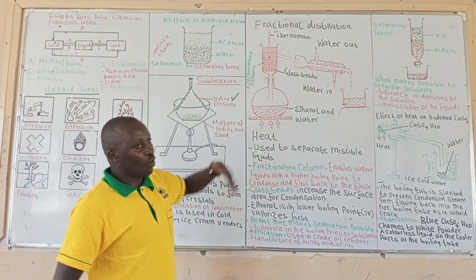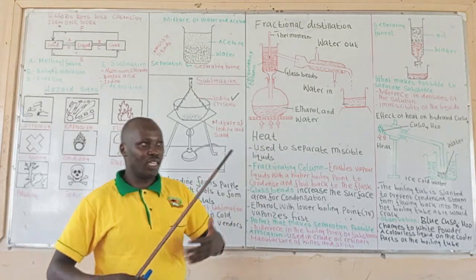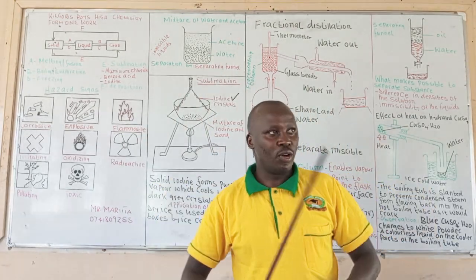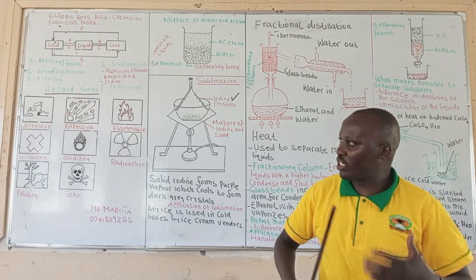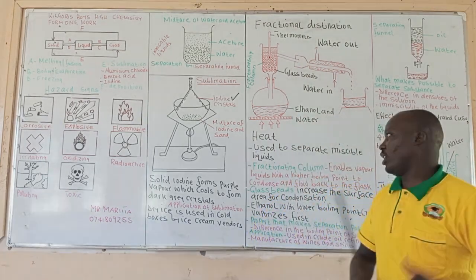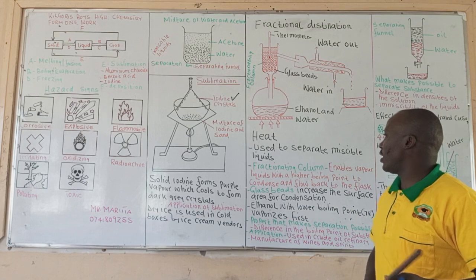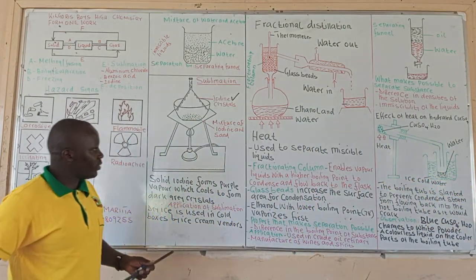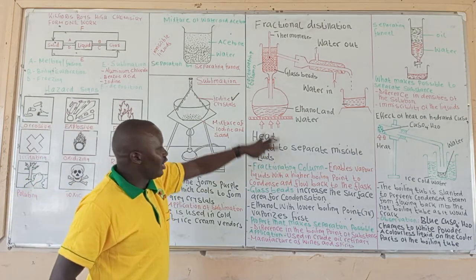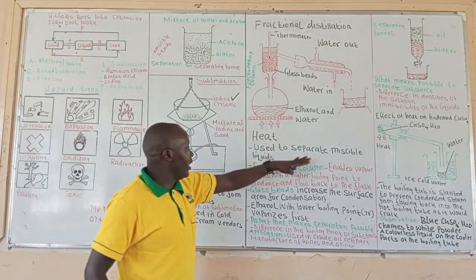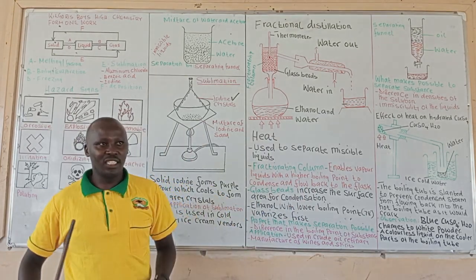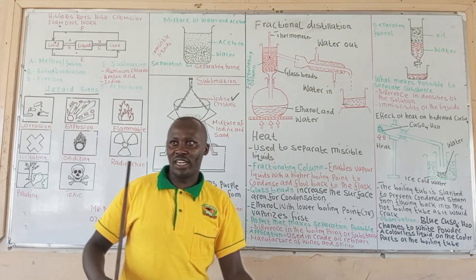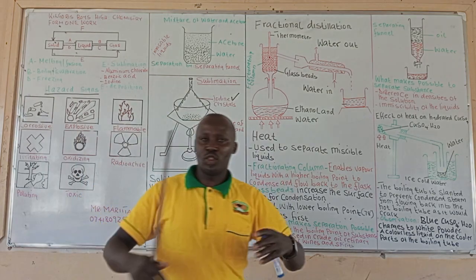This method of fractional distillation is normally used to separate water and ethanol, because water and ethanol are miscible liquids, and they have different boiling points. Therefore, they can be separated by this method. What you are supposed to understand is that this method is used to separate miscible liquids. For instance, it can be used to separate water and ethanol. Water has a boiling point of 100 degrees, ethanol has a boiling point of 78.